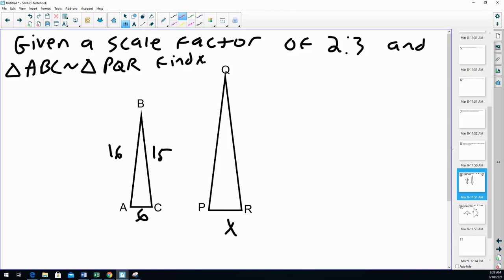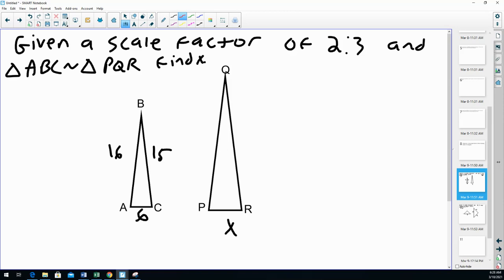So all we're doing is we're given this ratio of 2 to 3. So notice how 2 is going to go with the small triangle, 3 is going to go with the big triangle, right? 2 is smaller than 3, 3 is bigger than 2. So all that means is that triangle ABC is 2/3 of the size of triangle PQR.